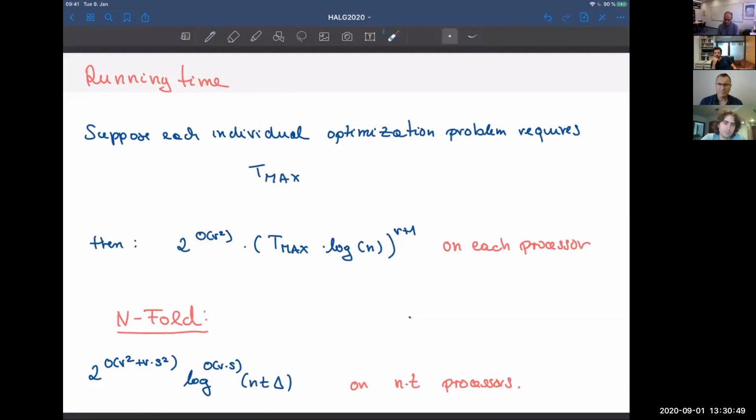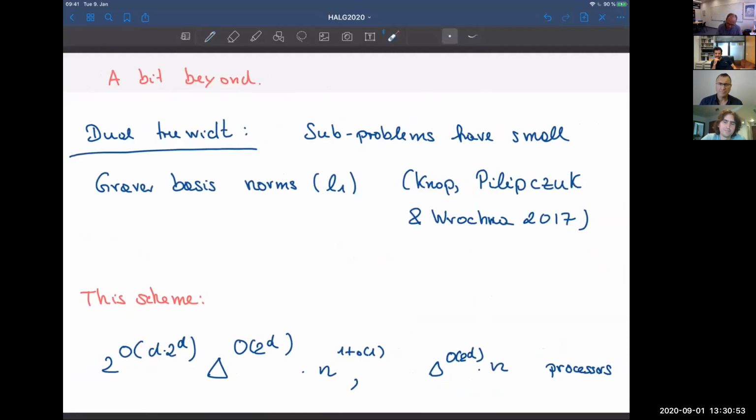I think I'm running out of time, and I have to stop. I would just say that with this scheme, I think we need to master this in the field of block structured integer programming, because this seems to be a very good way to solve these problems that decompose into individual ones once you take away the linking constraints.